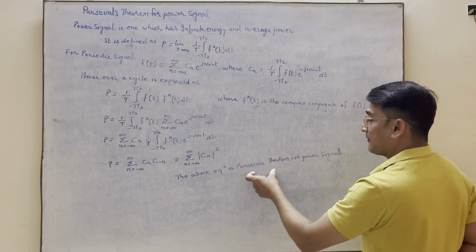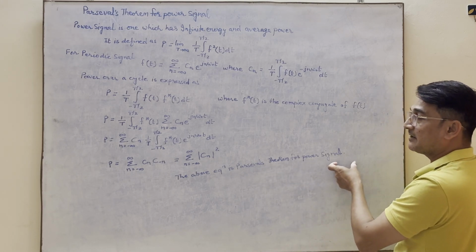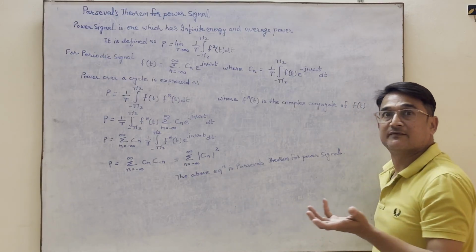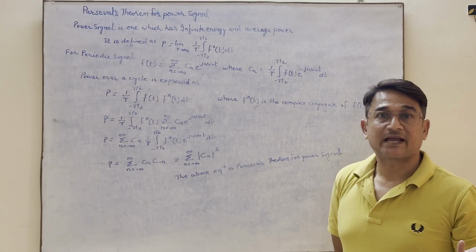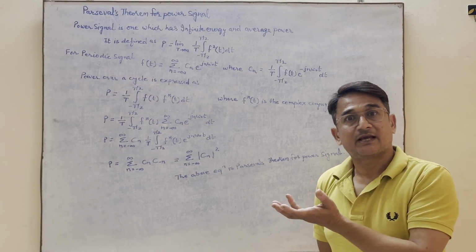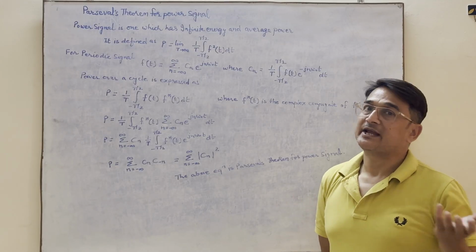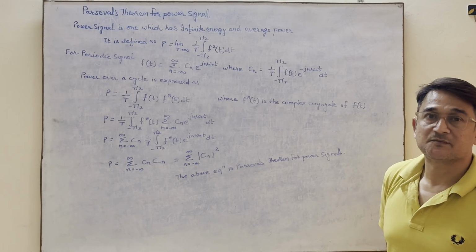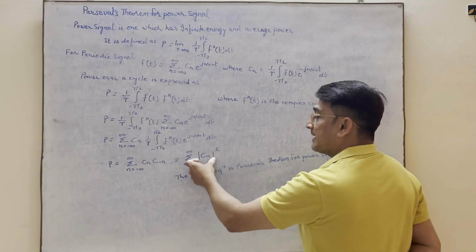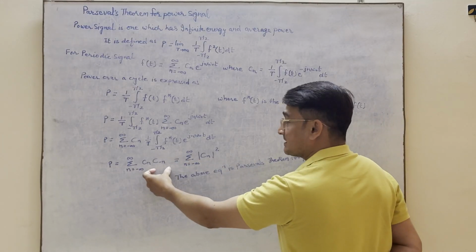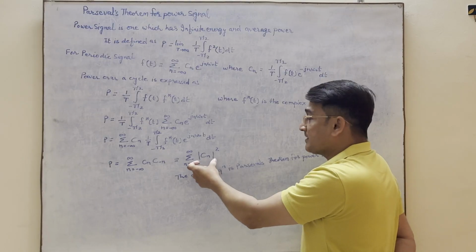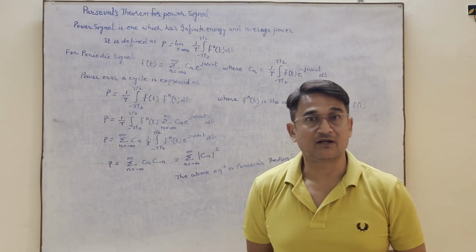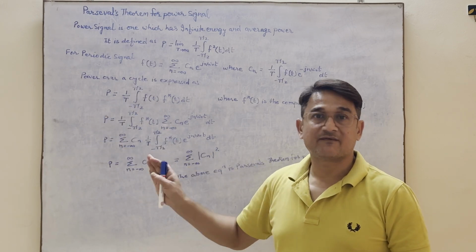So this above equation is Parseval's theorem for power signal. Mod I have taken because if a function is a plus ib, the mod of that is under root of a square plus b square. For a minus ib, again the mod of that is also under root of a square plus b square. So that way we can write Cn minus n as mod Cn square. So this equation is known as Parseval's theorem for power signal.